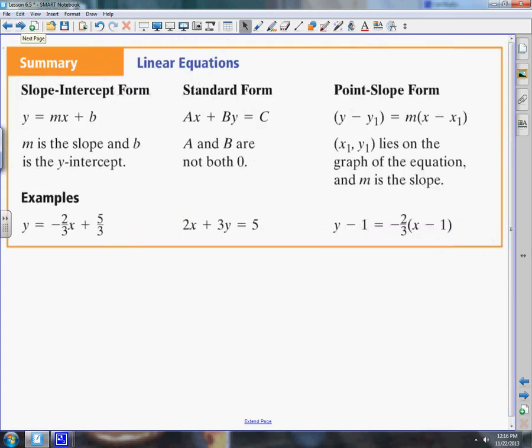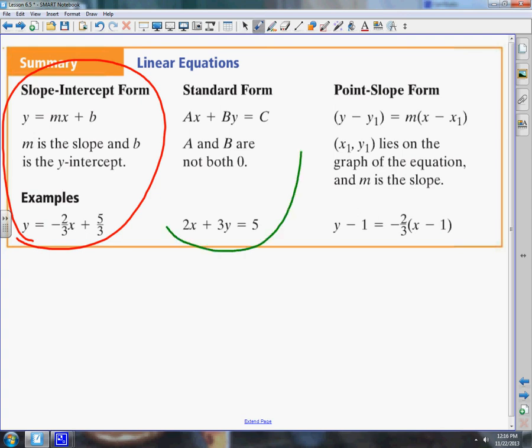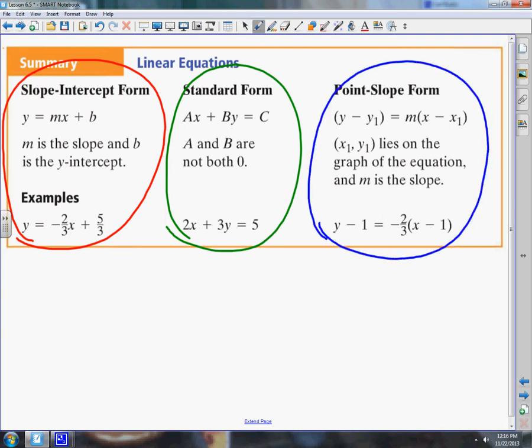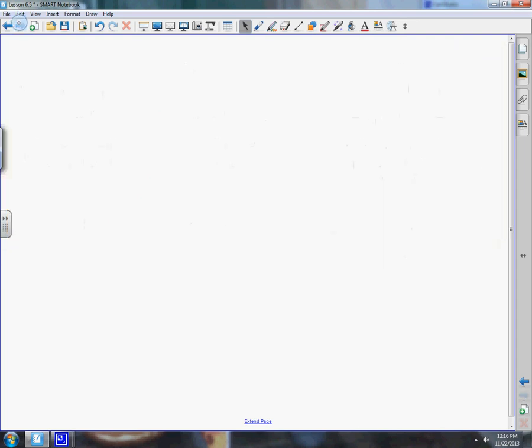So you have 3 different types. You have slope-intercept form, y equals mx plus b. You have standard form, ax plus by equals c. And you have point-slope form, y minus y1 equals m times the quantity of x minus x1. So you have 3 different ways you can write the same type of equation. They're all linear. All right, that is it.